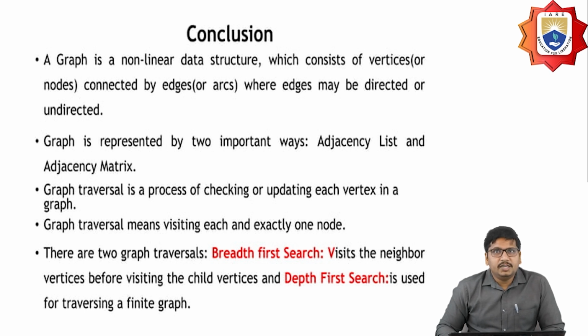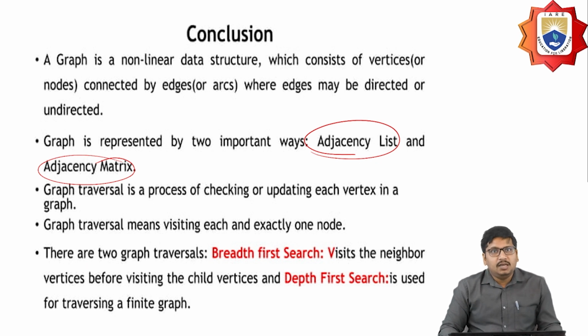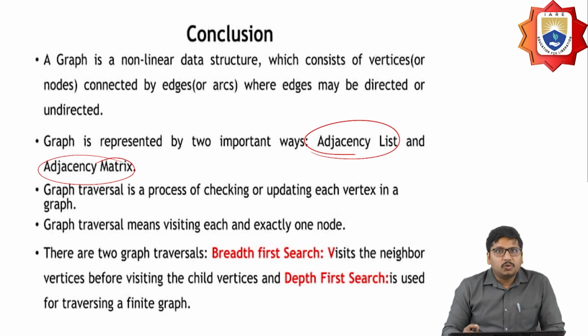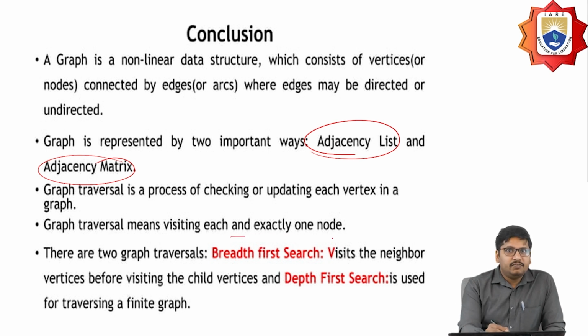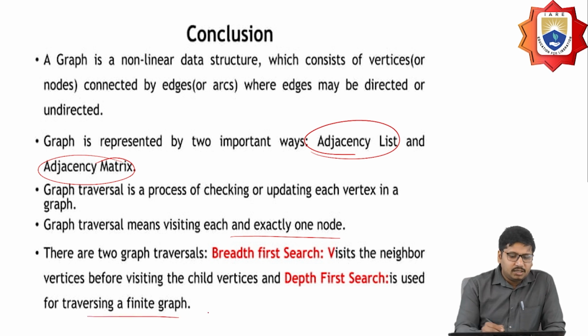So graph is a nonlinear data structure which consists of vertices and nodes connected by edges or arcs, where edges may be directed or undirected. And the graph can be represented in two ways. The first is the adjacency list, and the second is the adjacency matrix. Graph traversal is a process of checking or updating each vertex in the graph. The graph traversal can visit each node exactly once. There are two types of graph traversals, breadth first search and depth first search. Breadth first search means we have to visit the neighbor vertices before visiting the child vertex, and depth first search is used for traversing the finite graph.